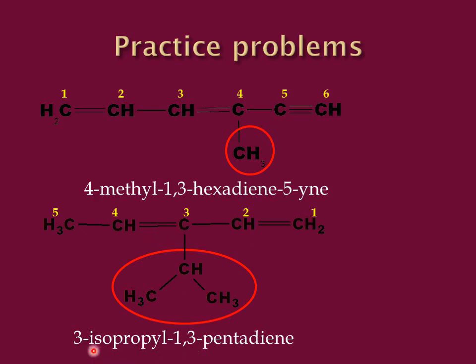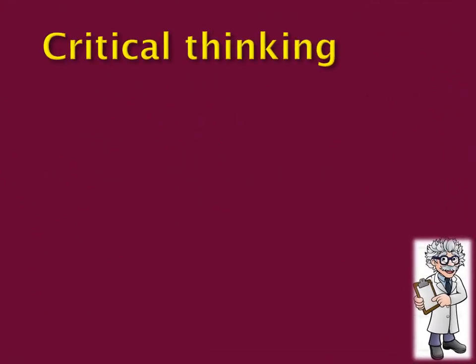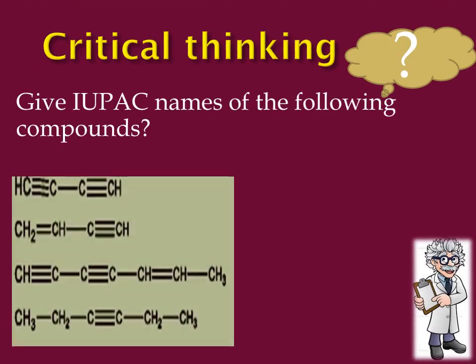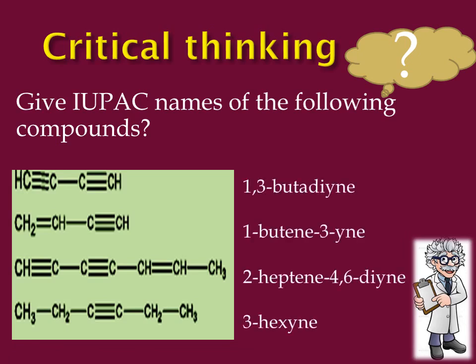Now students, it's time for you to think. Give IUPAC names of the following compounds. The first one is 1,3-butadiene. The second one is 1-butene 3-ine. The third one is 2-heptene 4,6-diene. The fourth one is 3-hexyne.